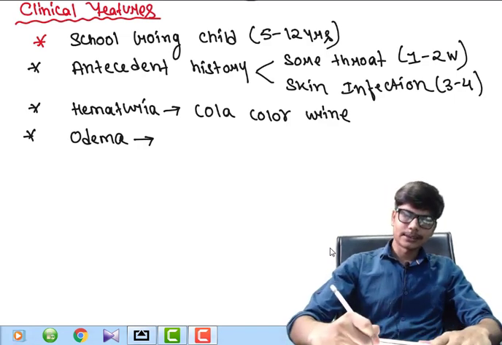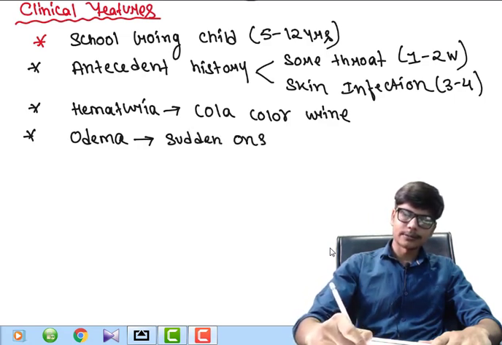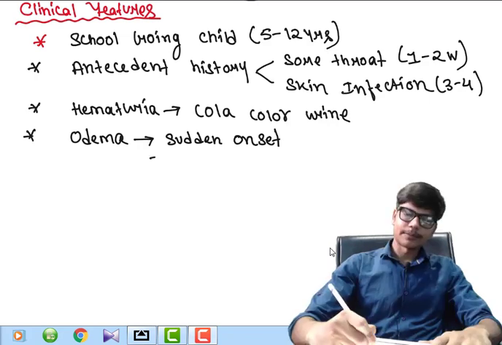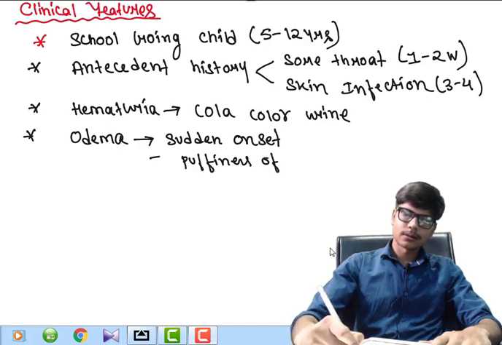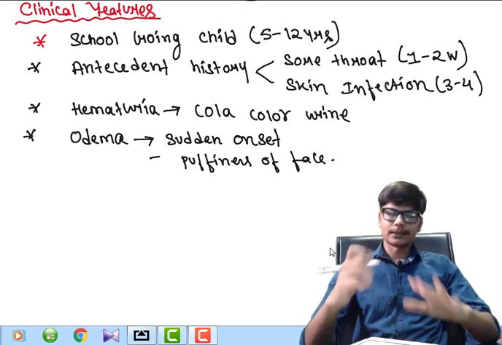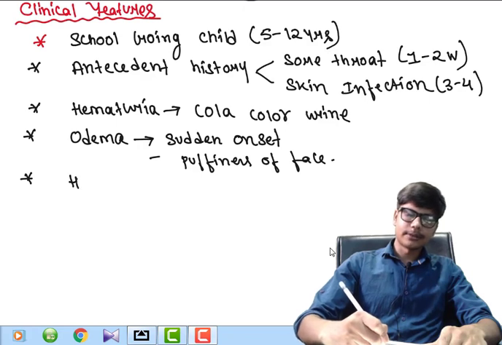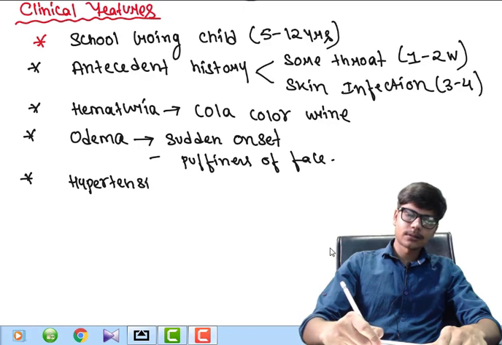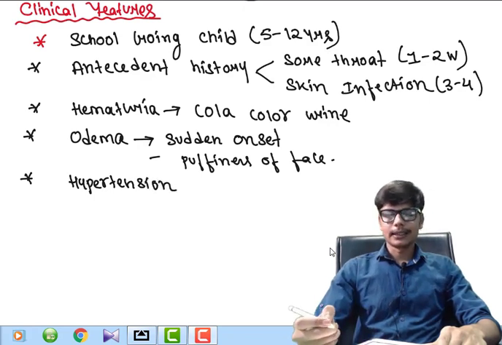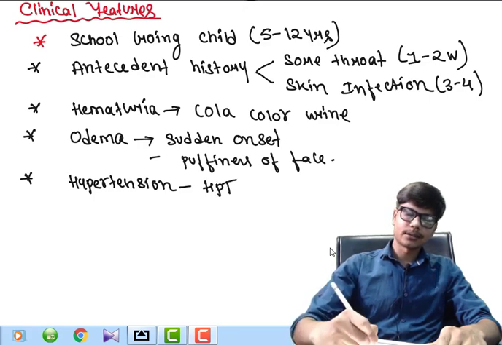So this edema is sudden onset edema, which resulted in puffiness of the face, and this sudden activation of the renin-angiotensin-aldosterone system will result in hypertension in a child, and this hypertension can precipitate hypertensive encephalopathy.